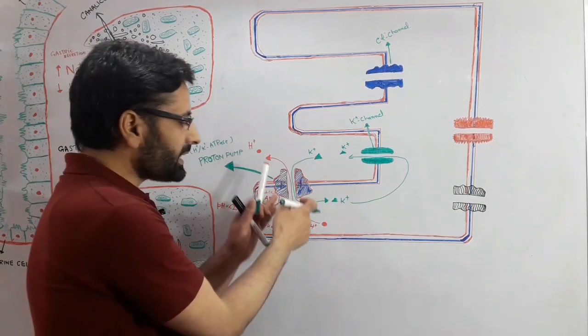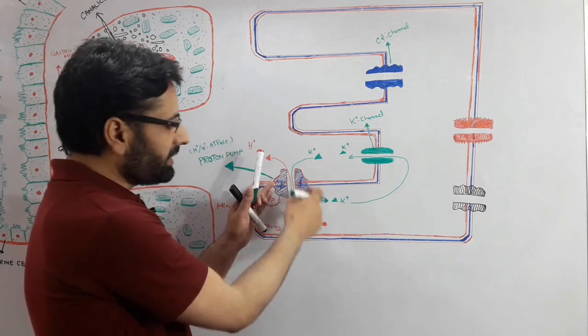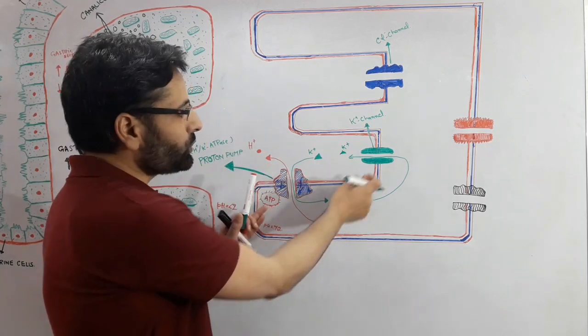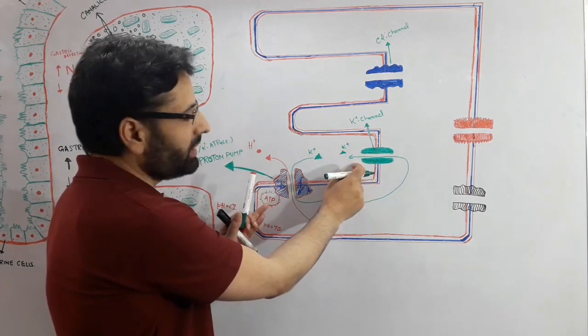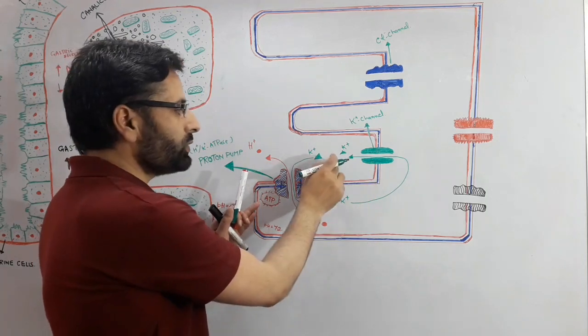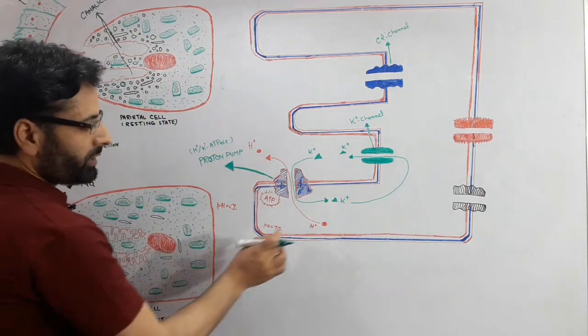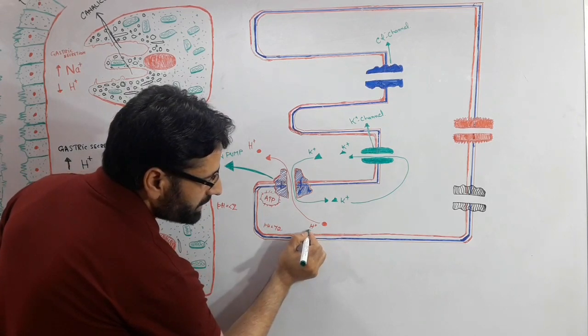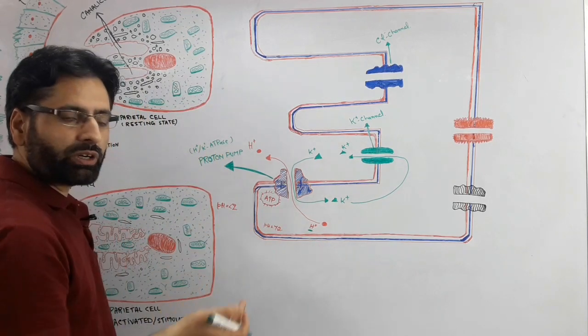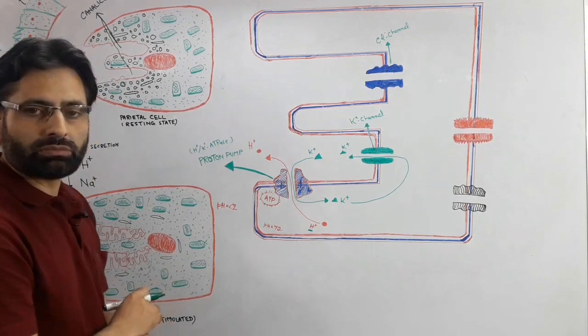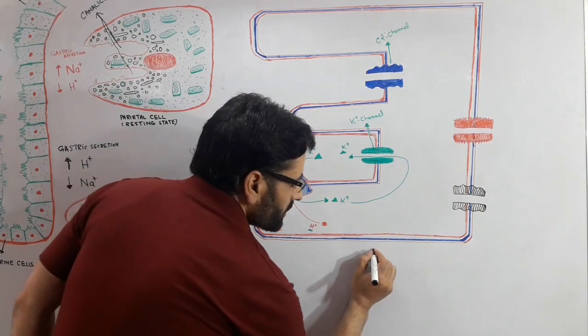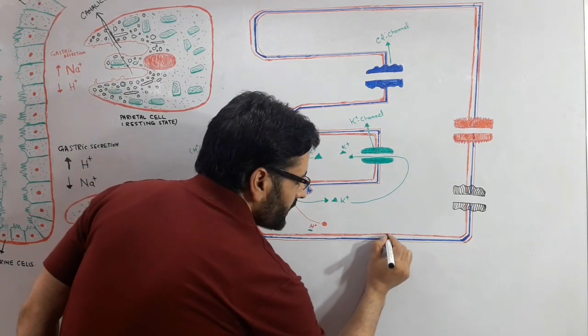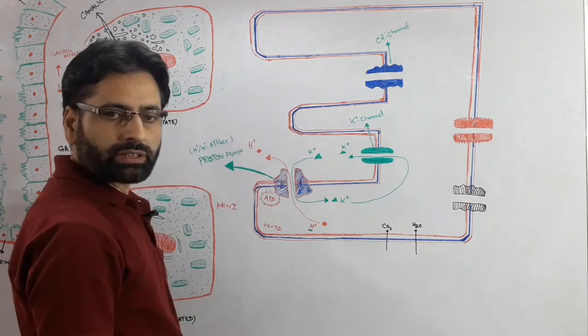So through this ATPase or proton pump, it enters into the cell, and through this potassium channel it gets transferred back into the luminal side. Now what is the source of this H positive ion? That is, where does this H positive ion come from? Here carbon dioxide and water enter into the cell.